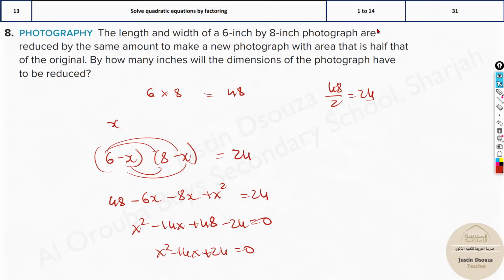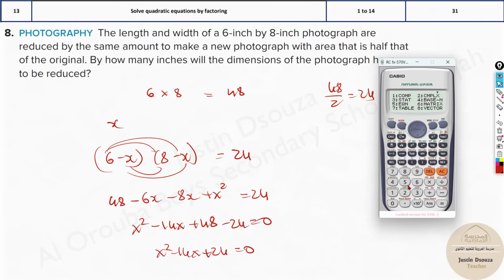Just use the calculator and solve it. Mode 5 and 3, and the coefficients are 1, minus 14, and lastly we have 24. The answer is 12 and 2. Now which do you take as the correct answer? Both are positive. Now look here, the first answer is 12. Is it possible for any of this to be 12? Because it's exceeding both these values. It should be less than 6 or less than 8. So 12 is practically not possible.